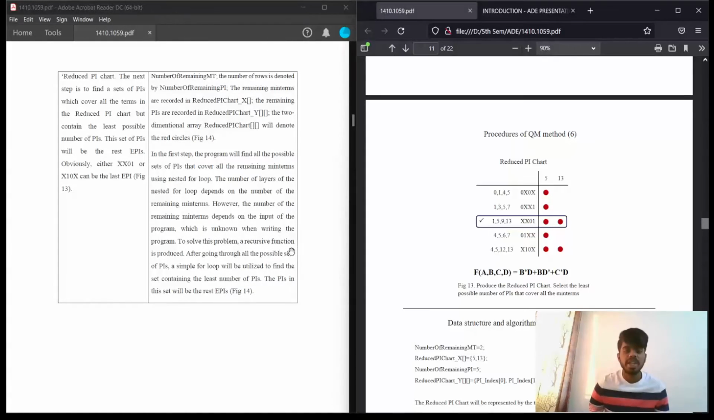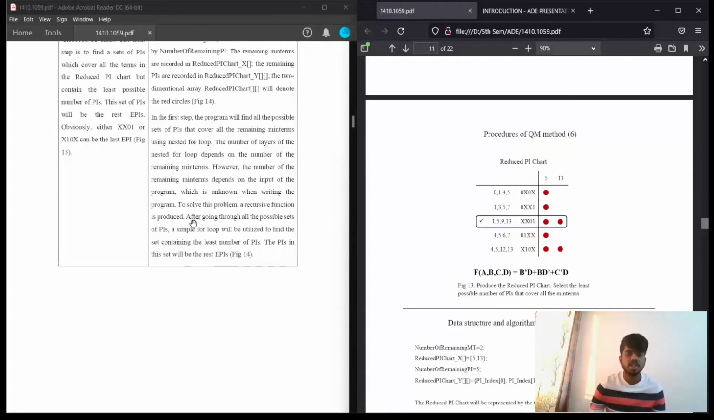To solve this problem, a recursive function is produced. So what happens over here is, because while writing the program I don't know what kind of inputs a user can give, how many min terms a user can give as input, I call a recursive function which will make all this much easier. After going through all possible sets of PIs, a simple for loop will be utilized to find the set containing the least number of PIs. This will be set as the resulting PIs.